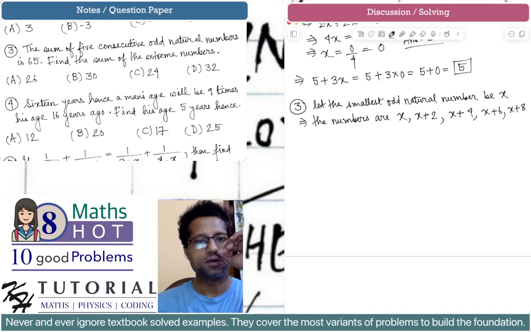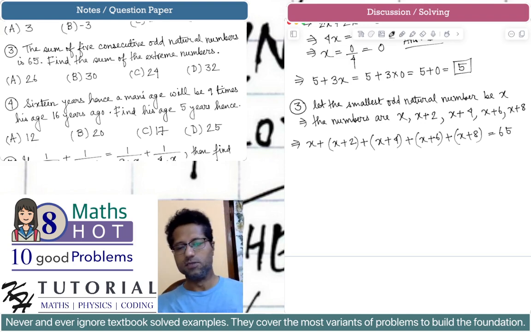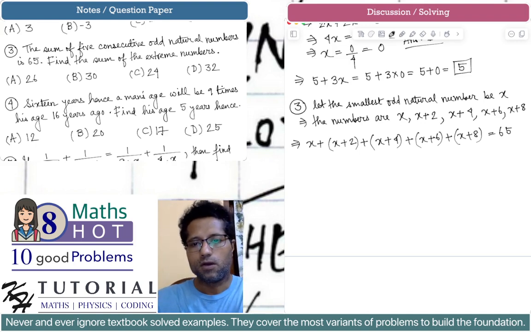Since it is talking about 5 consecutive odd natural numbers, their sum is given to be 65. So, we must have x plus x plus 2 plus x plus 4 plus x plus 6 plus x plus 8 is equal to 65. So, we got an equation, a linear equation in the variable x.